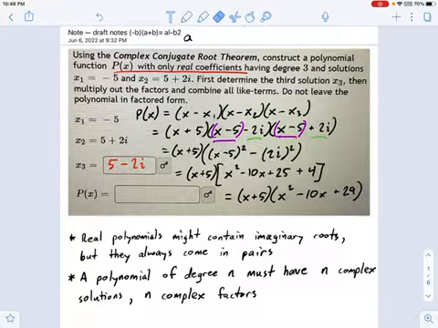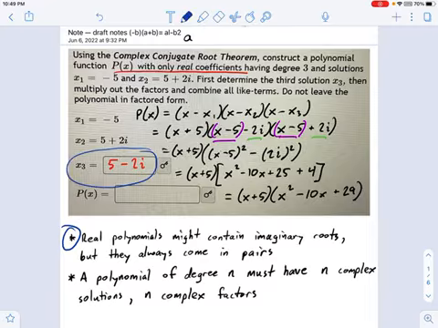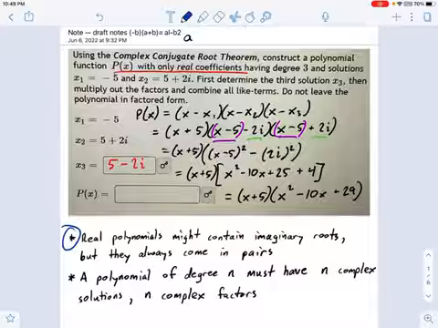I just want to wrap up with a couple of notes about the complex conjugate root theorem. So here's what I'm talking about right here. Real polynomials might contain imaginary roots, like this one. Okay, there's a root with an imaginary part here. And that doesn't mean the polynomial is not real. It just means one of the roots of it is imaginary. Now, the restriction is, if you see one root that's imaginary, you know there's going to be another one, right? They come in pairs. So you might have 2 roots that are imaginary. You might have 4 roots that are imaginary. You will not have 3 roots that are imaginary. Because if you did, then the coefficients of your polynomial would not be real.